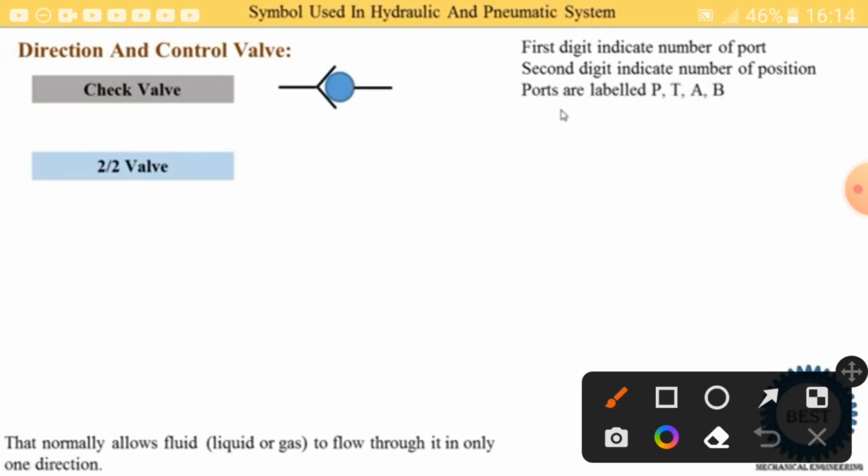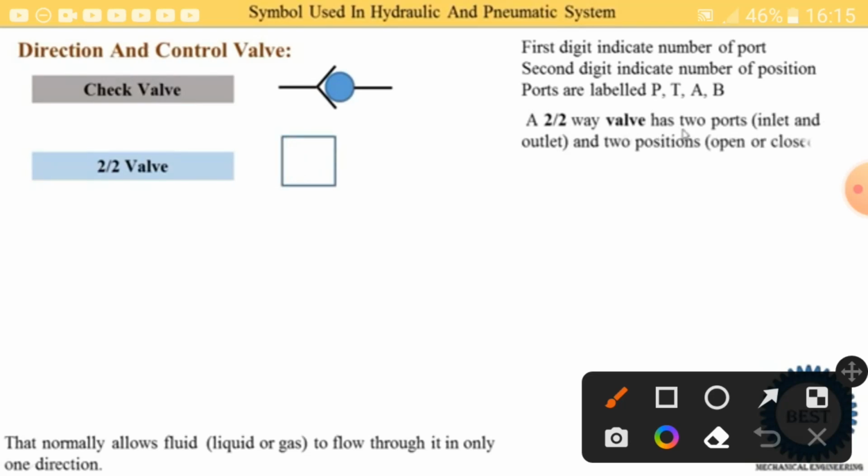First we understand what the ports are labeled as: P, T, A, B. Generally a 4 port system is used. P means pressure port. The oil or fluid coming from the pump or compressor goes to this port, labeled P. The return line is denoted T, meaning tank. And A and B are the different sides of the actuators. So here we draw the 2 squares.